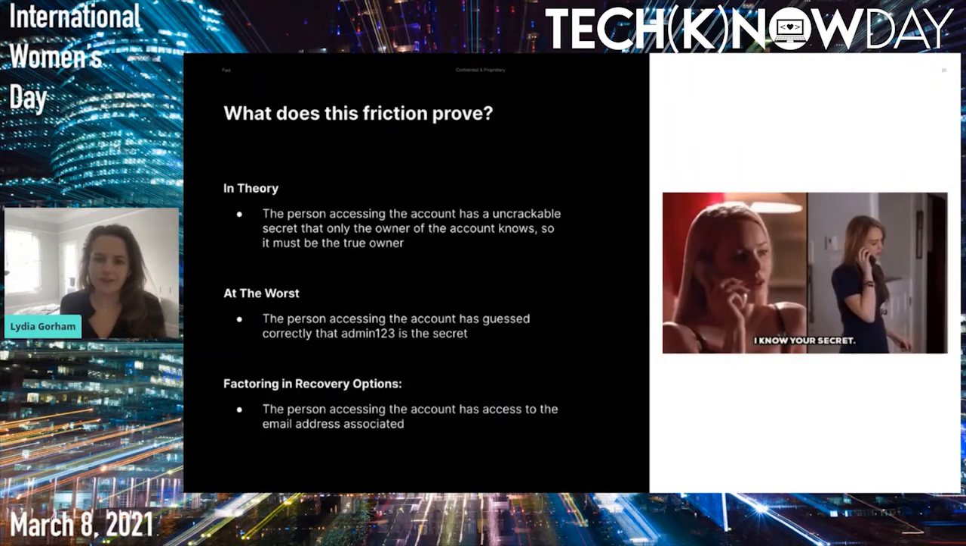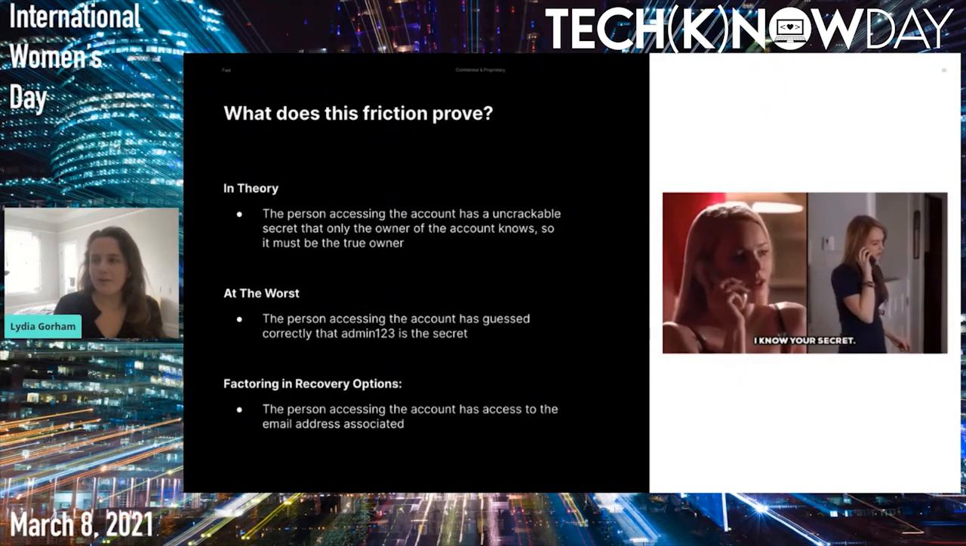So next question is, what does this friction prove? When you're thinking about a verification method, it's important to think about what you're actually learning and what is being proven to you by the user completing this step. And I think it's important to factor in recovery mechanisms that you allow as well.